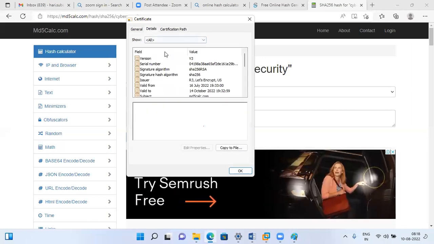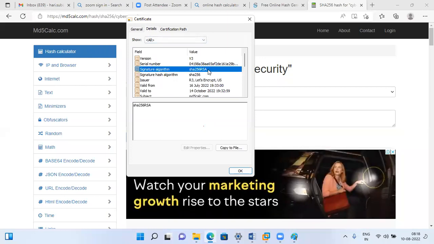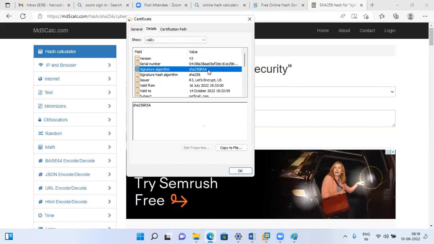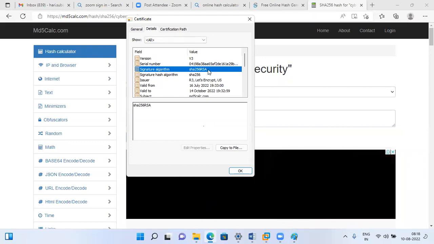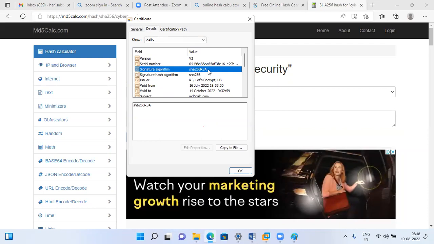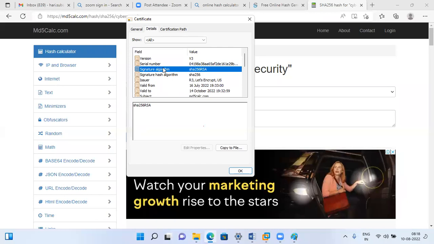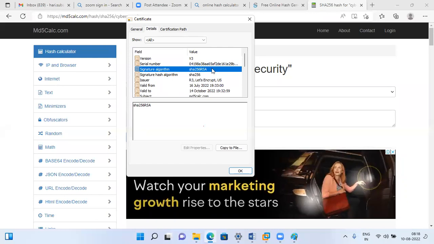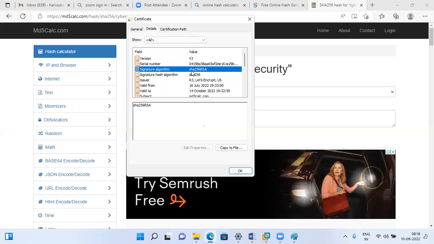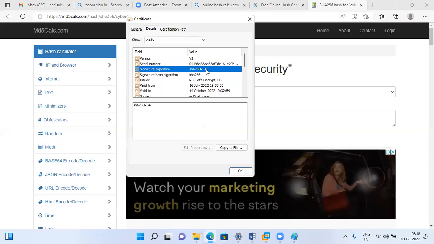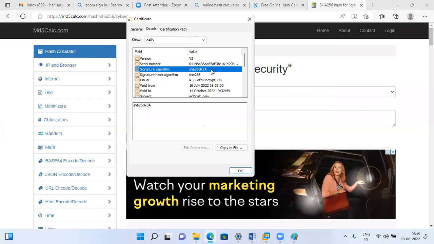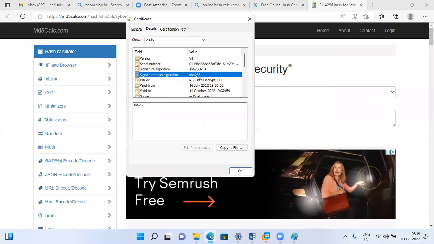Go to the details. So can anyone tell me what is the asymmetric algorithm that is used for this website? What is the asymmetric algorithm that is used in this website? RSA is the asymmetric algorithm. Okay. So when they try to create the signature, they use a hashing algorithm and an asymmetric algorithm. So for hashing, they are using SHA-256. For the asymmetric encryption process, they are using RSA. Signature hash algorithm, the hashing algorithm is SHA-256.